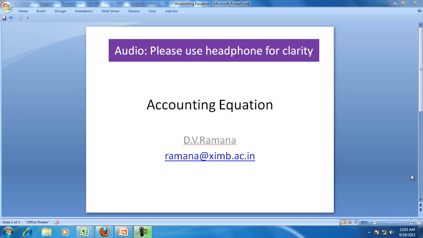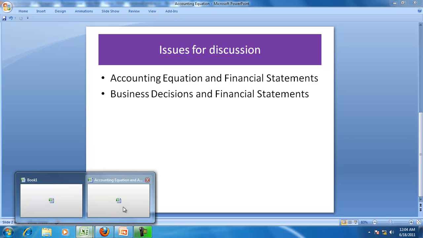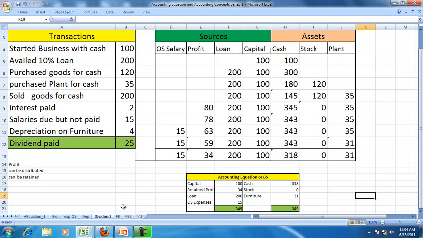Welcome back to our discussion on accounting equation and the financial statements. In this session, our focus shifts from accounting equation to the financial statements, and later on from the business decisions to financial statements. We'll go back to the same question that we have done.